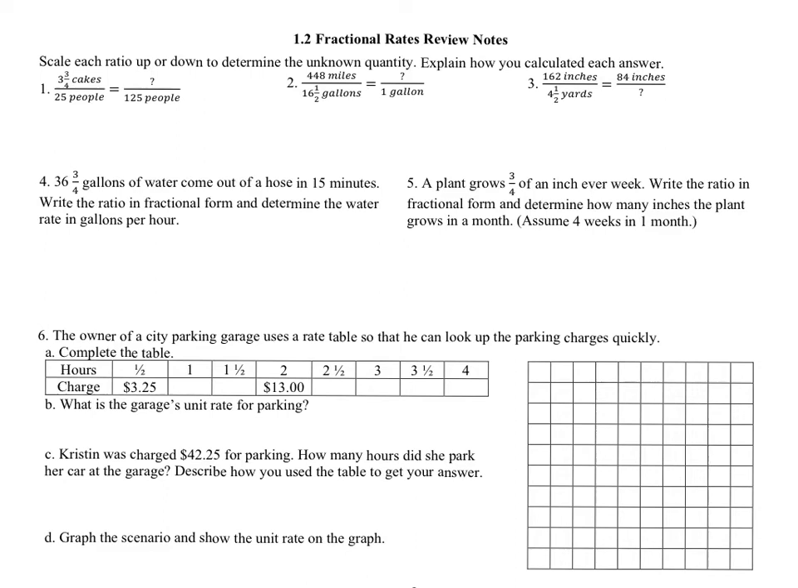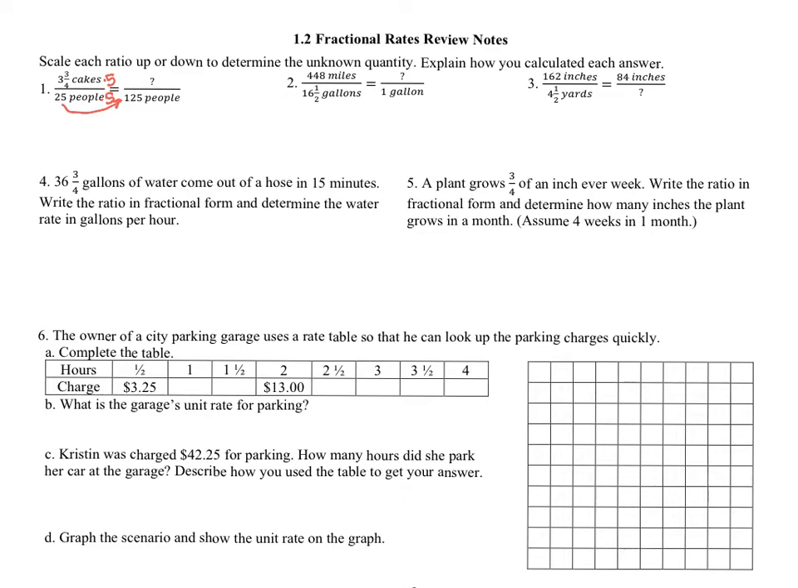So the first three want us to scale up or down. Now remember this, scaling means that we multiply the numerator and denominator by the same factor. We can see that in the first one, the denominator 25, to become 125 would be multiplied by 5. So we're going to multiply 3 3/4 by 5.